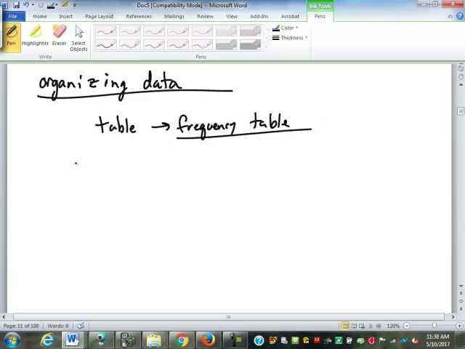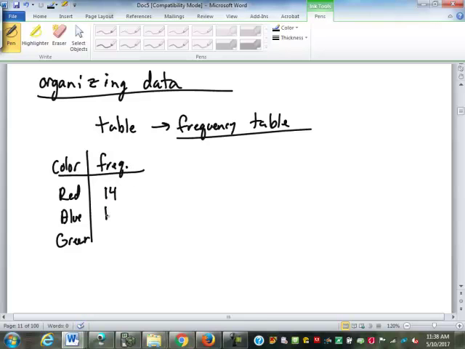We looked at favorite color. And we just had red, blue, and green. And I don't remember what the numbers were that we had, so I'm just going to throw some numbers in here for us. Let's do 14, 16, and 20.